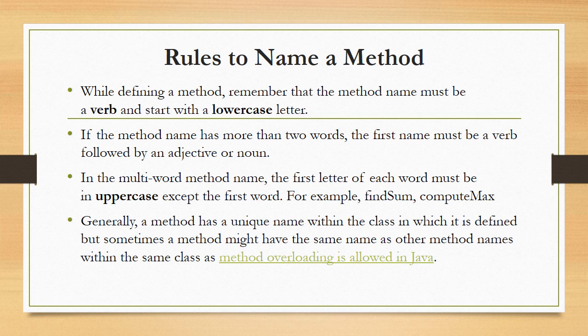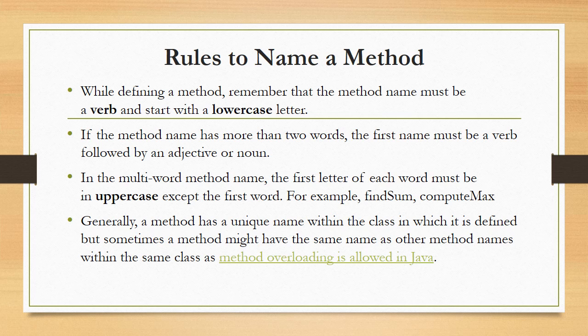For example, suppose you write findSum. So f is in small letter and S is in capital letter. Similarly, like computeMax. If we write F in capital, it will not give us any error. It is just a naming convention. Generally we write methods like this: first letter lowercase and the first letter of the subsequent words in uppercase.